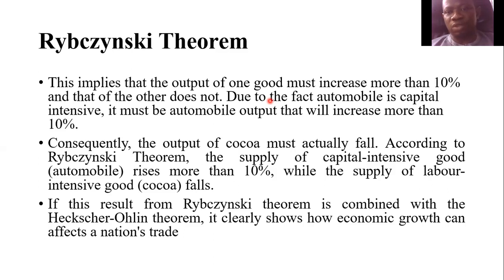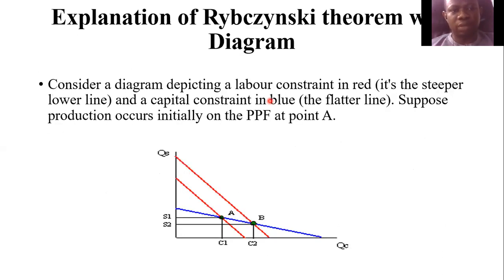If the issue of growth is not properly managed, it has the capacity to distort the international trade activities of a nation. That means you might be exporting the goods that you're not supposed to export and importing the goods that you're not supposed to import, because of the increase in growth and the skewness or autonomous increase in the factors of production. That's what we're talking about here, and it can be graphically explained.